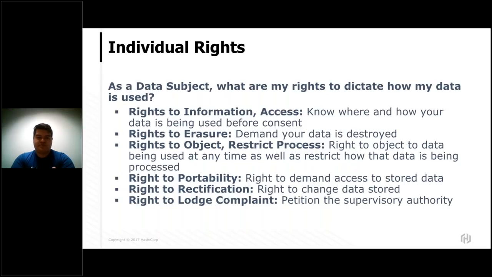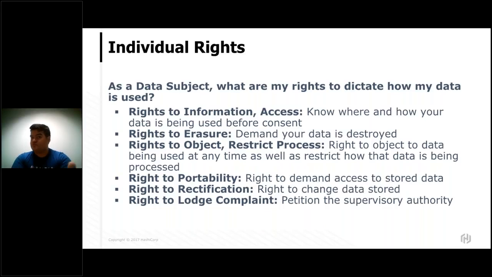So, individual rights. There are a lot of different rights that you have as a data subject within GDPR. The main ones are the right to information and access. I have the right to know where my data is being used, and I have the right to consent to its access and usage by a processor.